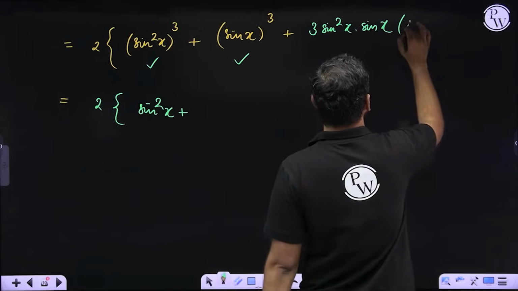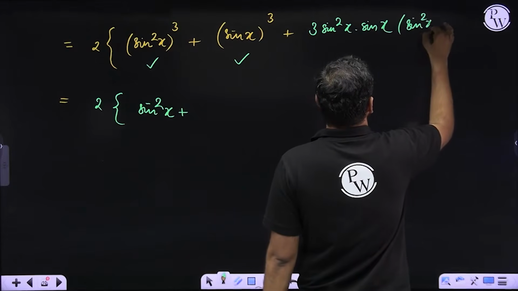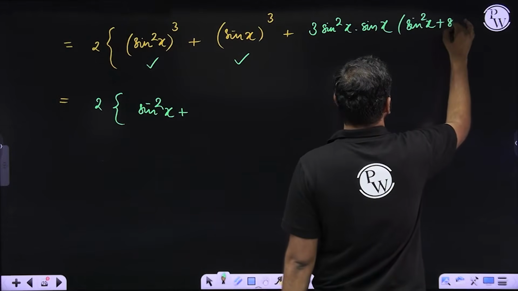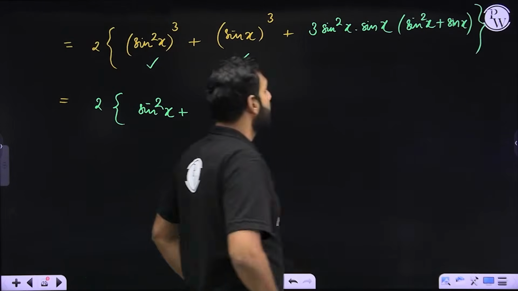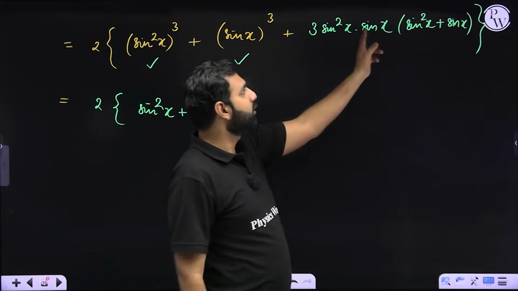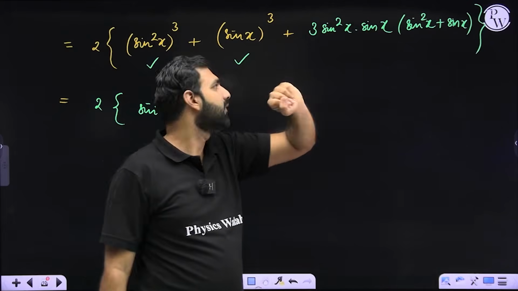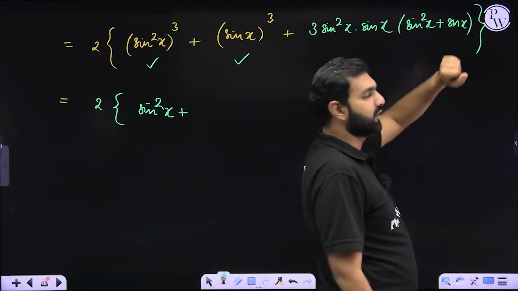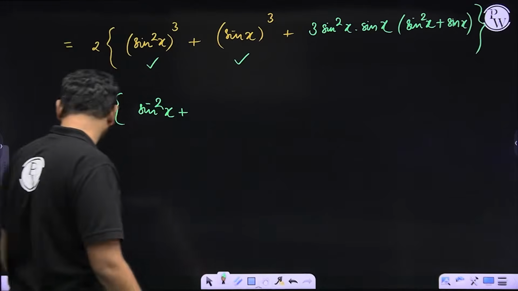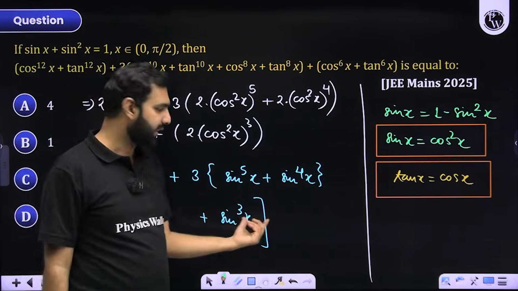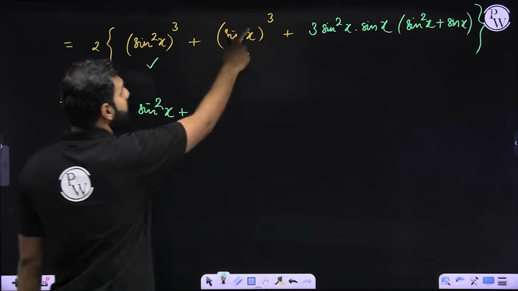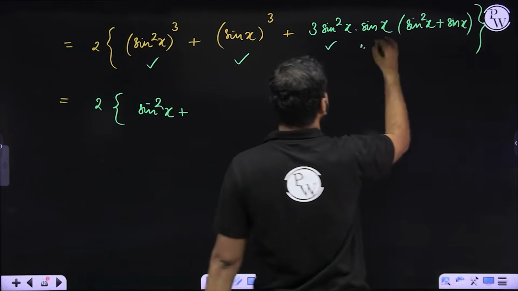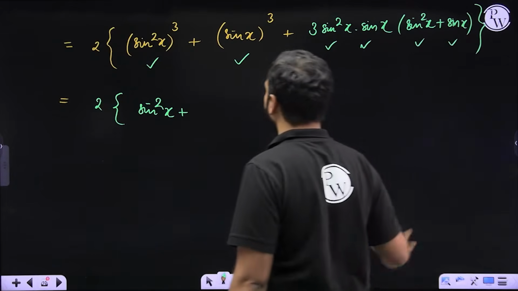So it is going to be sine square x plus sine x. I hope there is no confusion on it. Now it looks fine because see, sine cube x into sine square x will be sine to the power 5x. Sine cube x into sine x will be sine to the power 4x. That's exactly what we have here, and that is sine cube x. Now it is the identity because it is a cube plus b cube plus 3ab times a plus b. I hope it is perfectly fine.